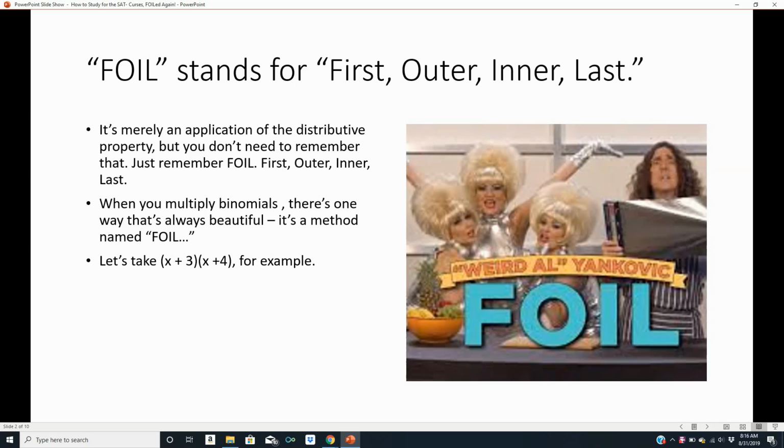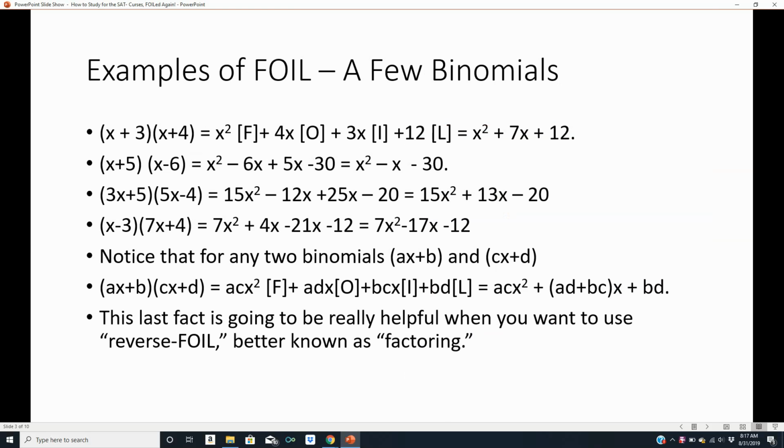All right, but enough singing. Let's take x plus 3 times x plus 4, for example. First, we take the first. Yay, that's why it's called first. x times x is x squared. So I put a little F here so we can see this is the product of the first two terms, x squared.